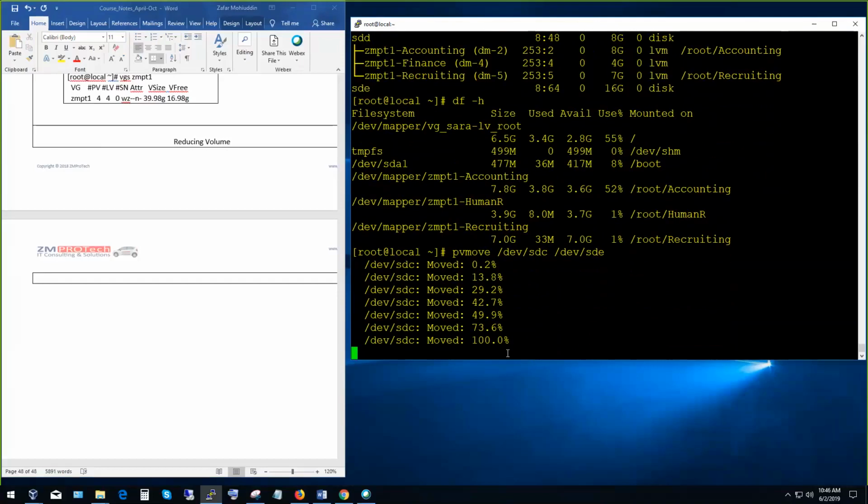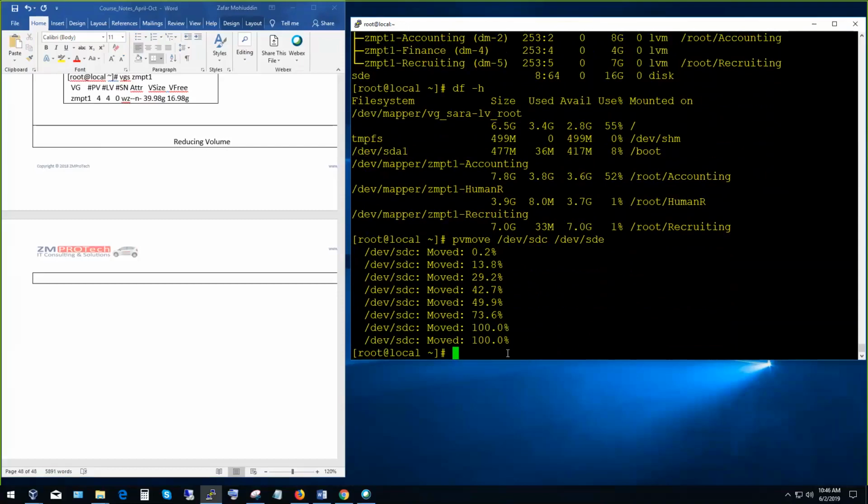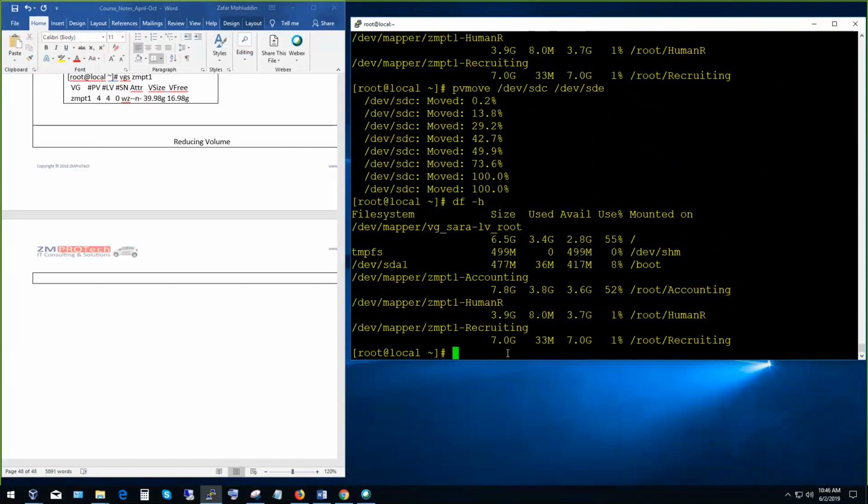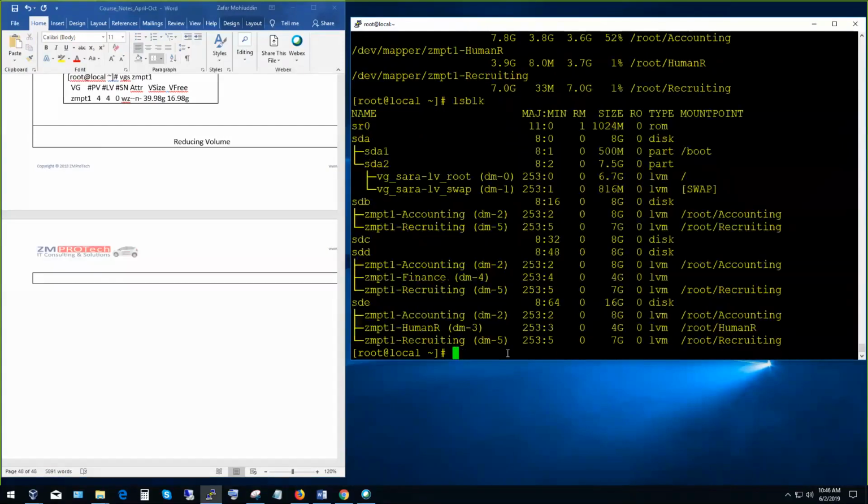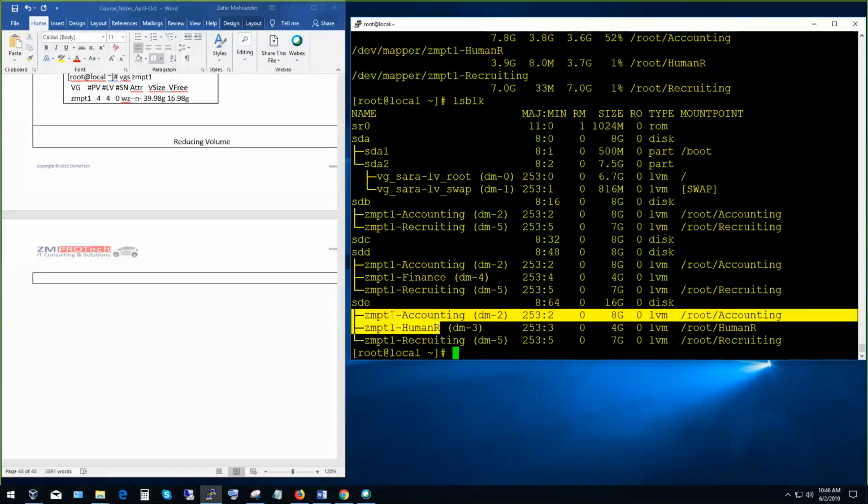And the new disk should be either the same size or bigger, okay? For obvious reasons. If it's a smaller size, then it's not going to work. Okay, so let's do df -h. And there is no change here, okay? And do lsblk. Okay, now you see SDC is orphan now. And everything that SDC has has been replicated on SDE.